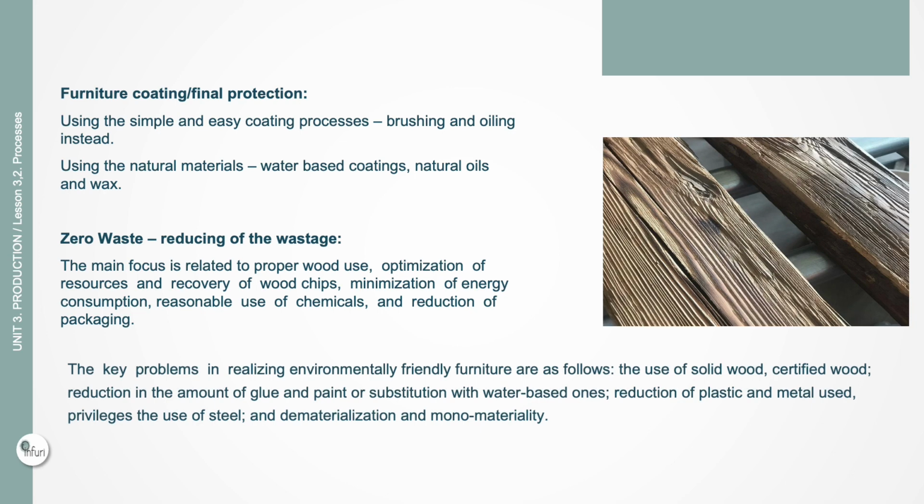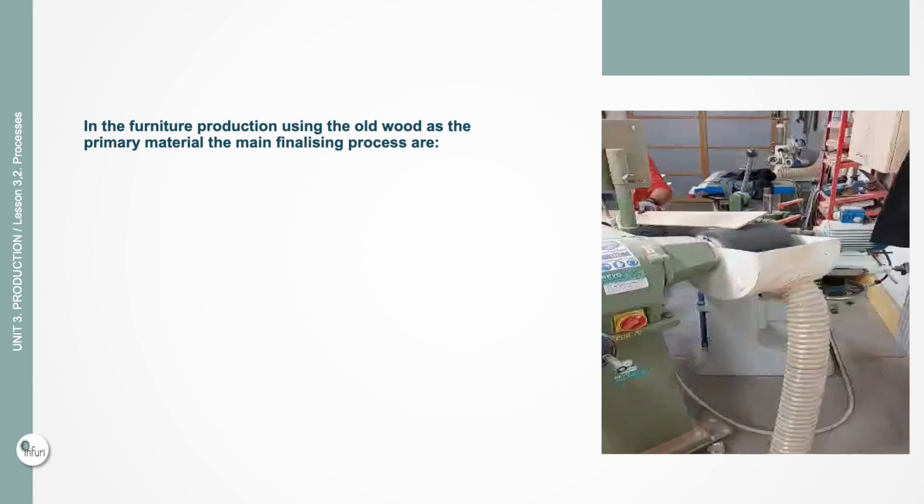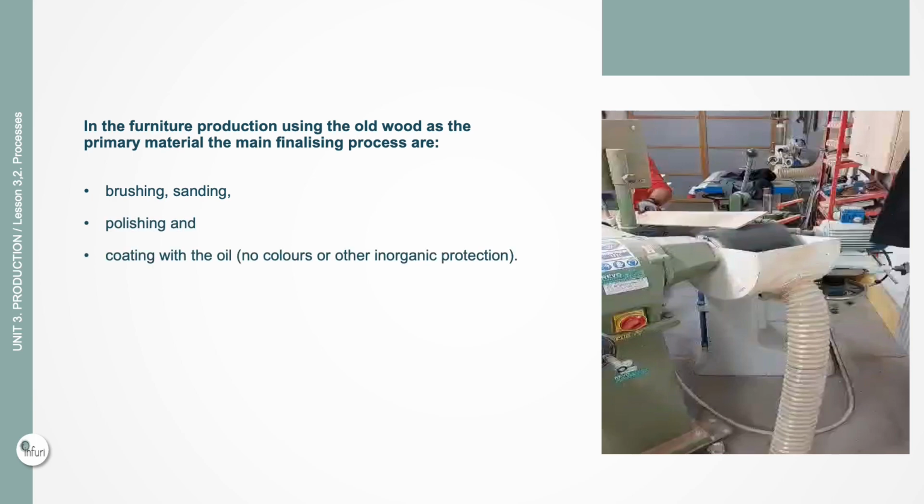The key problems in realizing environmentally friendly furniture are as follows: the use of solid wood, certified wood, reduction in the amount of glue and paint or substitution with water-based ones, reduction of plastic and metal used, privileging the use of steel, and dematerialization and monomateriality. The environmental impact of furniture products can be reduced by minimizing the use of paint and glue. This material contains organic chemicals, VOC, and formaldehyde emissions. In furniture production using old wood as the primary material, the main finalizing processes are brushing, sanding, polishing and coating with oil, no colors or other inorganic protection.